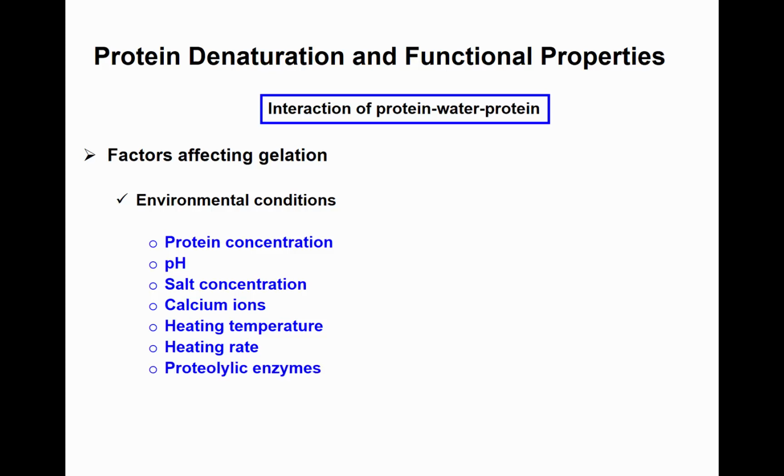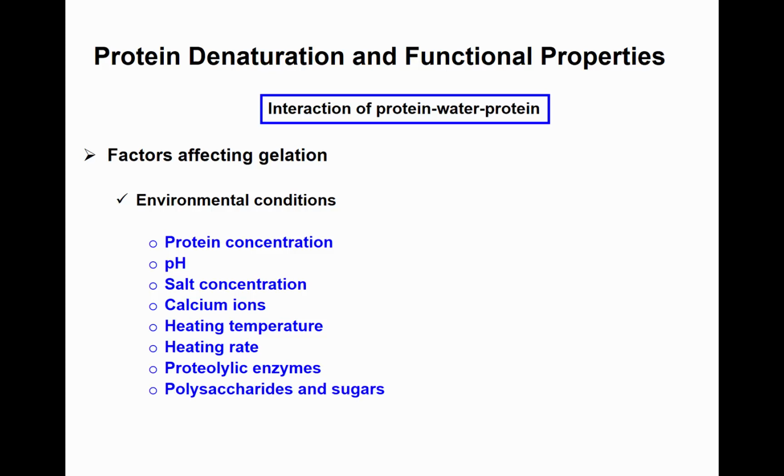Proteolytic enzymes. So if you want to make a jelly with pineapple, if you use pineapple fresh, the gel will not form. The jelly will not form. Why? Bromelain. You have bromelain in pineapple, and in papaya you have papain. Bromelain is a protease, and it's going to break down your protein, and they become small peptides. They will not form a gel. So if you want to make a jelly with pineapple, get canned pineapples.